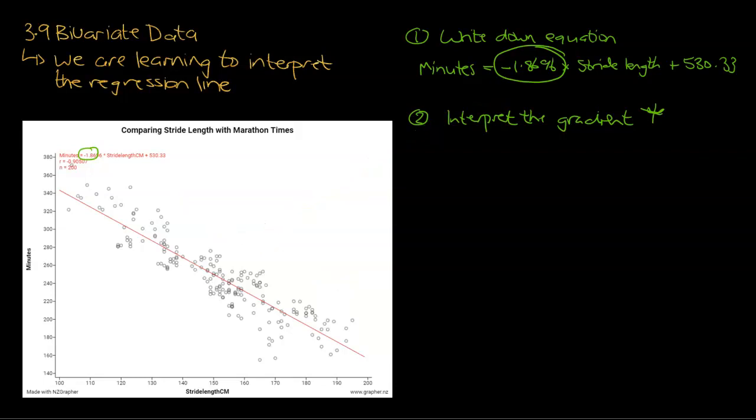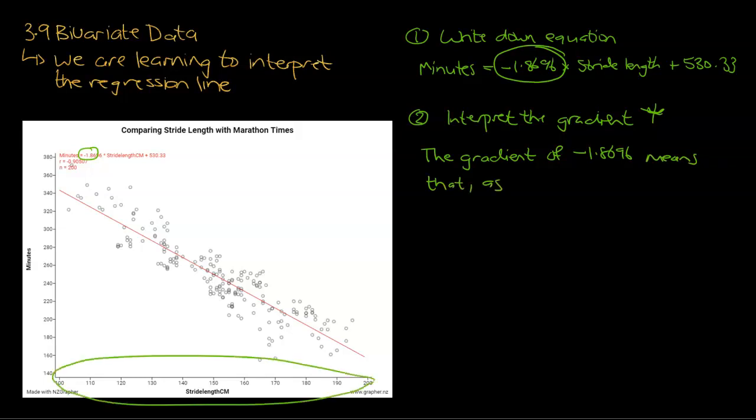Now we're going to interpret that gradient. It's going to be the exact same as what we did before, except we're going to be using the word decreasing instead of the word increasing, because it's a negative, going downwards. So let's start talking about it. The gradient of negative 1.8696 means that as, and don't forget, we're looking at the bottom variable increasing by 1 unit, in this case 1 centimeter, so it's always that bottom one increasing by 1.